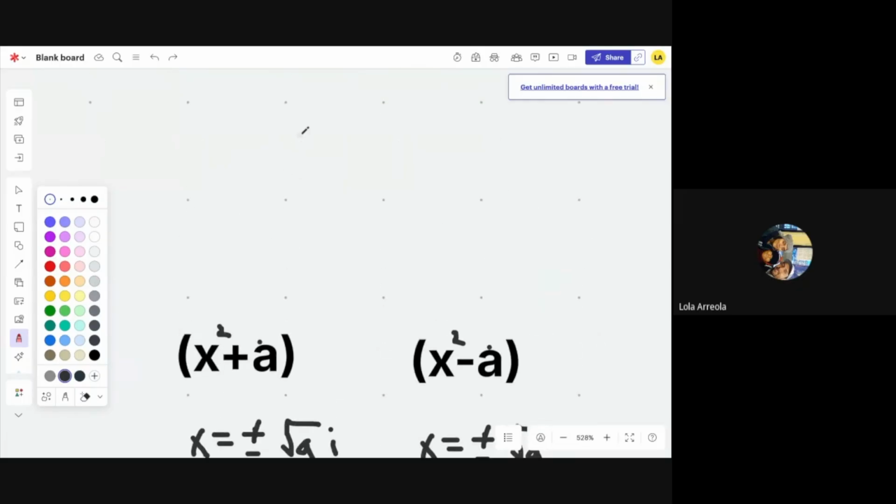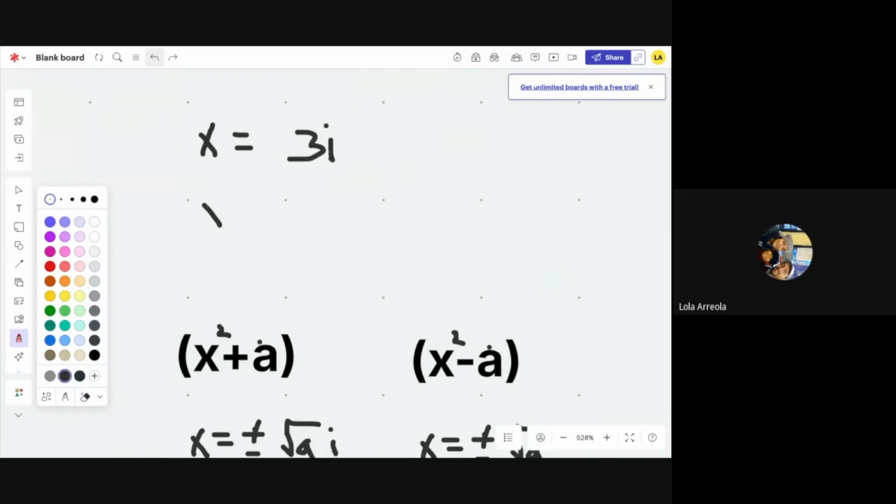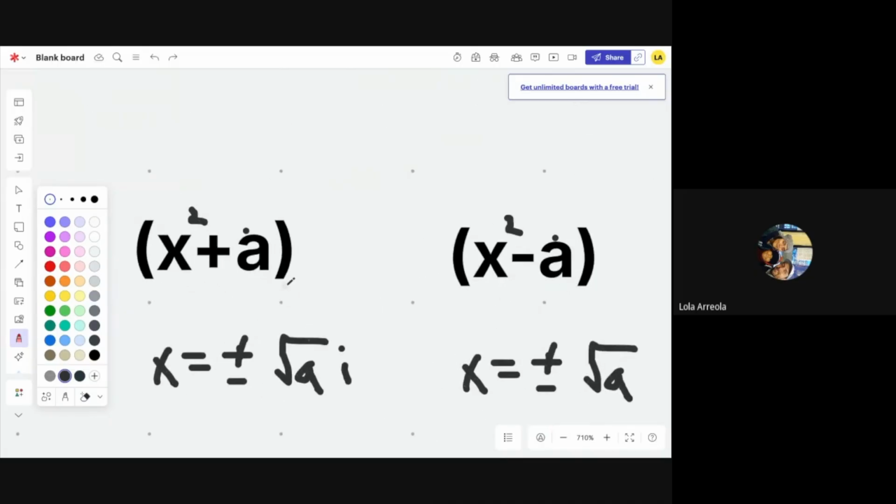What I want you to understand is that complex numbers always come in pairs. So if 3i is a zero, x equals 3i is one zero, that automatically means that x equals negative 3i is another zero. They always come in pairs. If they're telling me x equals negative 5i is a zero, then again, the opposite sign version, x equals 5i, also exists as a zero. So they always come in pairs. They're called conjugates, and these conjugates have basically a positive and negative version of the complex number.